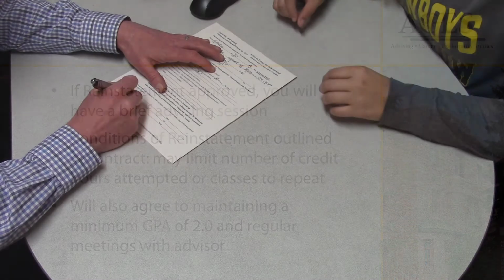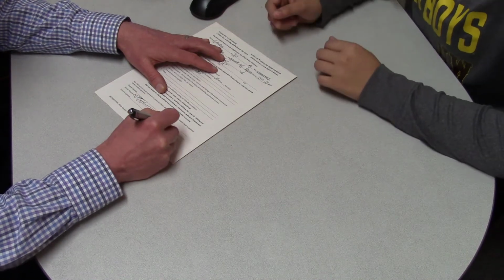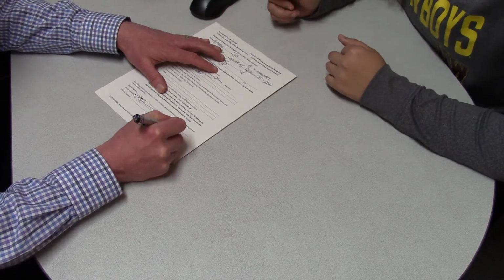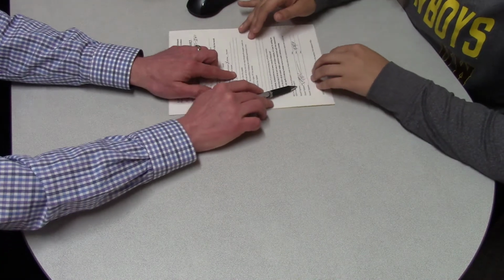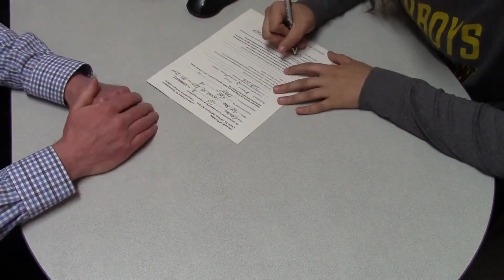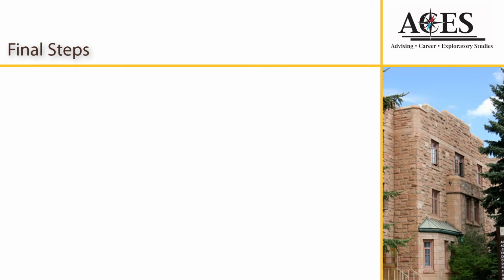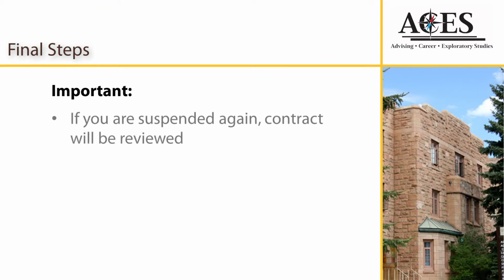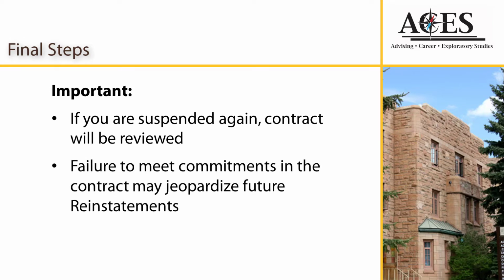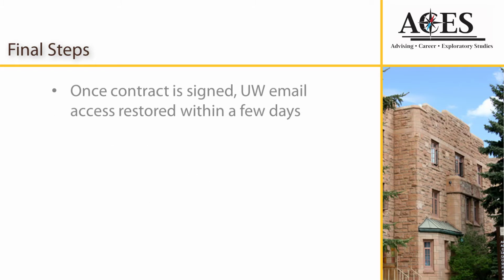Both you and your advisor will sign the contract, and it will be placed in your advising file. The reinstatement contract is proof that you have agreed to certain conditions to return to UW. If you find yourself suspended again and apply for reinstatement, this contract will be reviewed during the reinstatement process. If you have not upheld your commitments as stated in your contract, a subsequent reinstatement may be in jeopardy. Once the contract is signed, your UW email access will be restored within a few days, and you will be ready to register for classes.